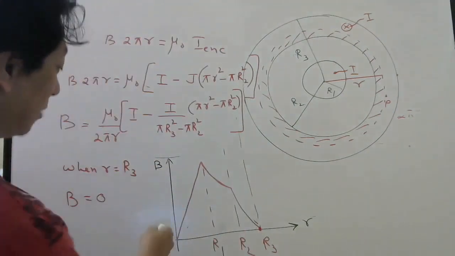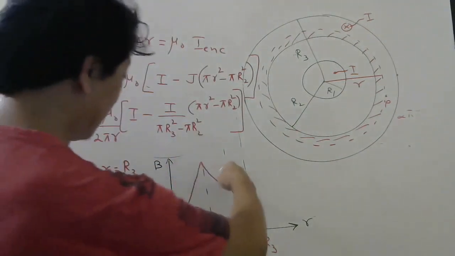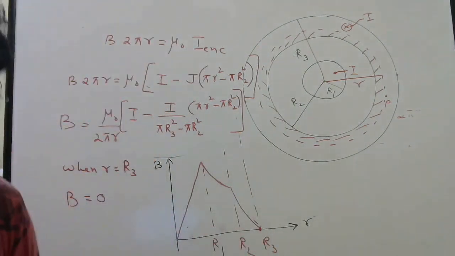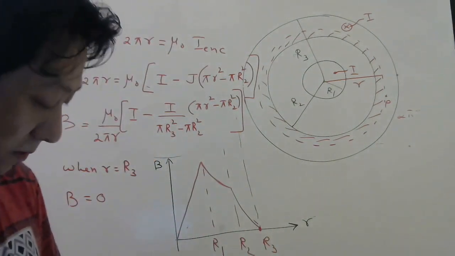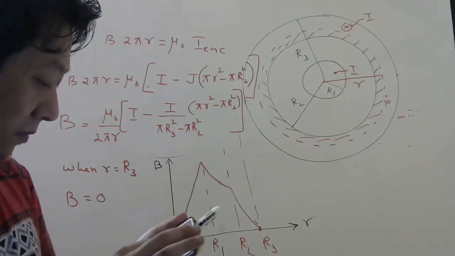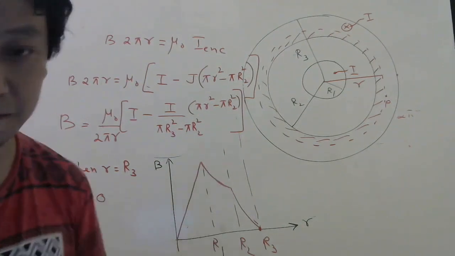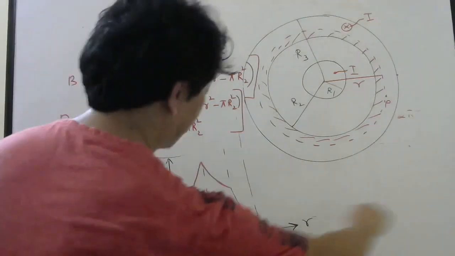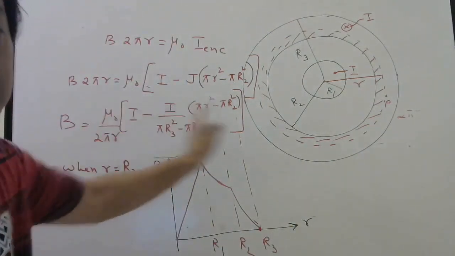Okay, so it will go linearly, then decrease, then further decrease sharply, and then reach 0. So which option will be the closest one? Option C. Okay, option C. So it cannot go straight like that, because the functional formula is different.